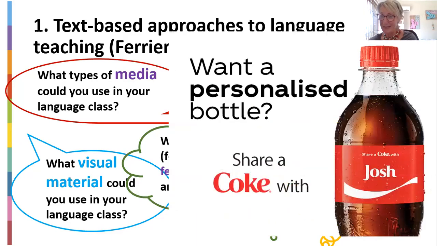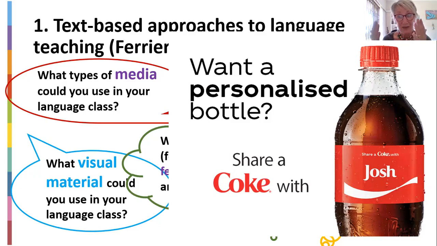Let's just have a look at this lovely Coke ad. Okay, share Coke with Josh. Okay, do you want a personalized bottle? Share the Coke with Josh. Okay, so you can do advertising. What media has been used? Okay, it could be a magazine, it could be a video. What is the text? It's a visual text, it's an advertisement.